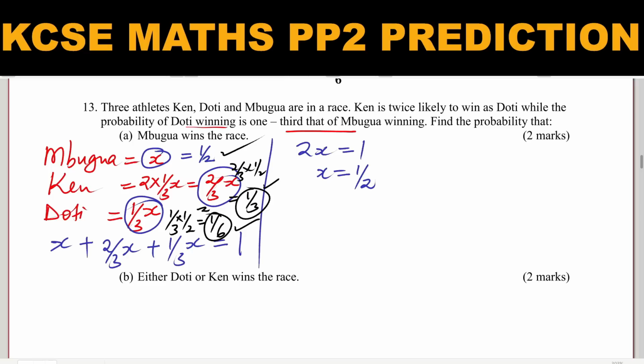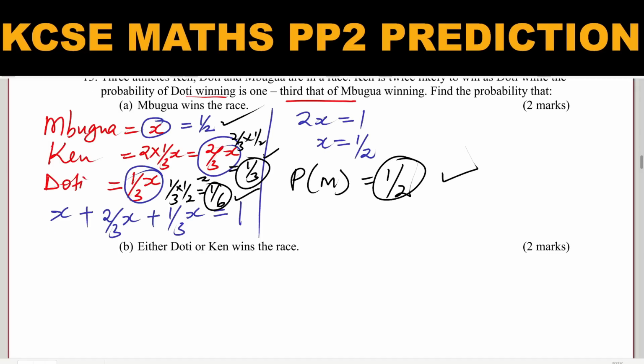So we have already answered the question. The first part is Mbogwa winning the race. So probability of Mbogwa winning the race will be given by a half. Part B, probability that either Dottie or Ken wins the race.